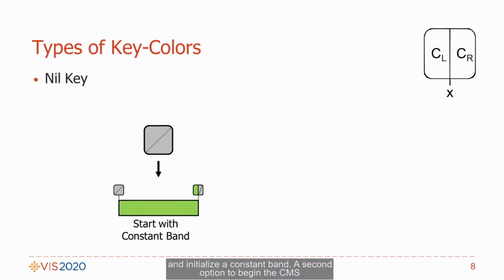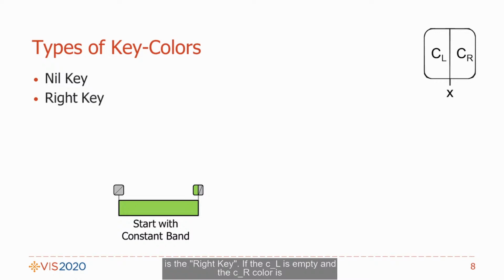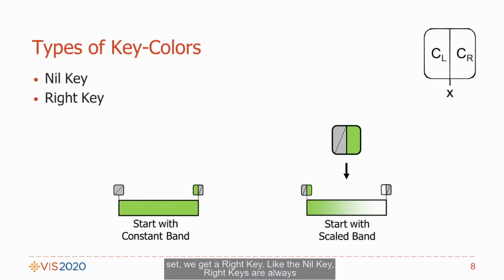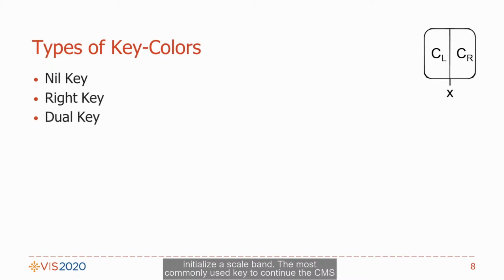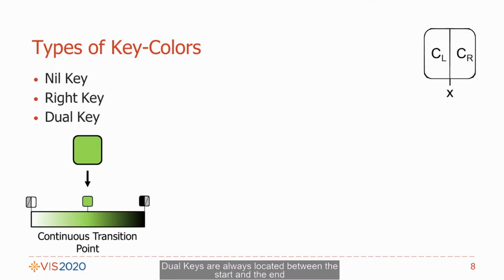A second option to begin the CMS is the right key. If the CL is empty and the CR color is set, we get a right key. Like the nil key, right keys are always located at the beginning of the CMS. In contrast to the nil key, the right key initializes a scaled band. The most commonly used key to continue the CMS after the start key is a dual key. If the CL and the CR colors are set and both include the same color, we get the dual key. Dual keys are always located between the start and the end key of the CMS. They initialize a continuous transition point.